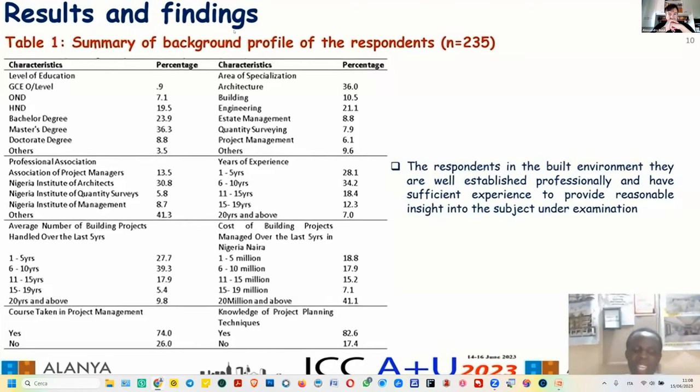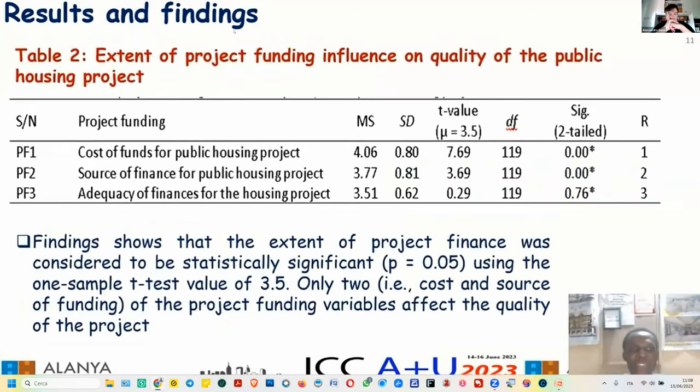the subject under investigation. In our result, Table 2 presents the extent of project funding and how it influences the quality of public housing projects. Our finding shows that the extent of project finance was considered statistically significant when we used a one-sample t-test value of 3.5. Only two of the project funding variables affect the quality of the project, which are cost and source of funding.